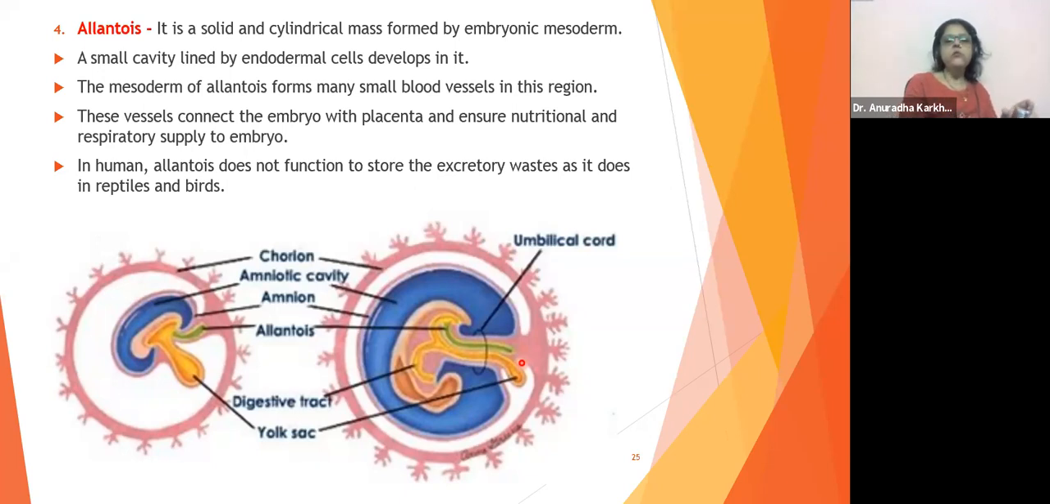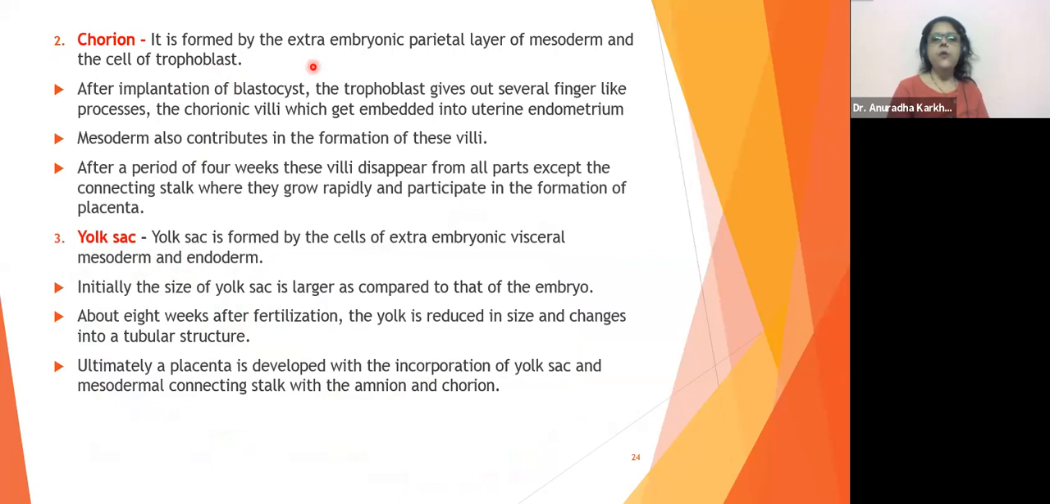Chorion is these finger-like things you can see now. This entire pink layer over here, including this part, this entire peripheral part, all together will be called the chorion. Entire. So see here, it's formed by the extra embryonic parietal layer of the mesoderm. So the extra embryonic mesoderm's parietal layer means outside layer. That is going to be involved over here. I'll tell you over here.